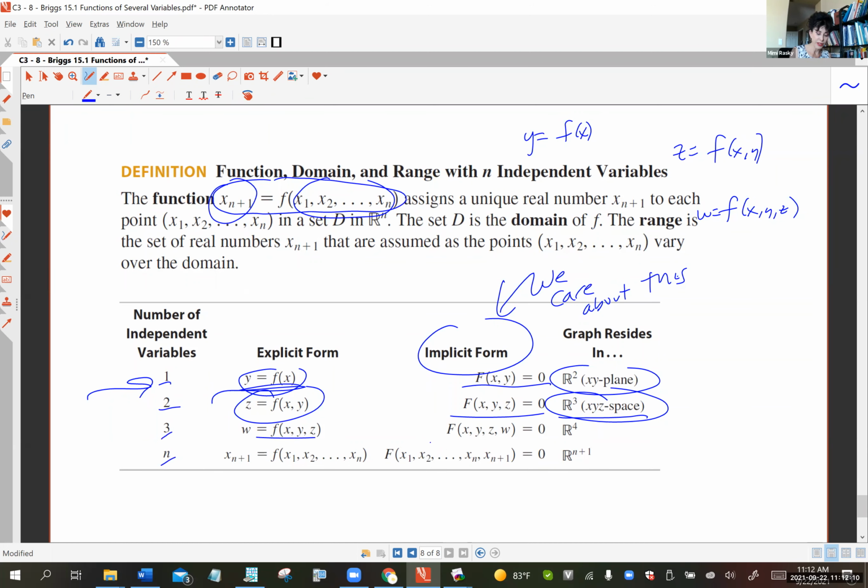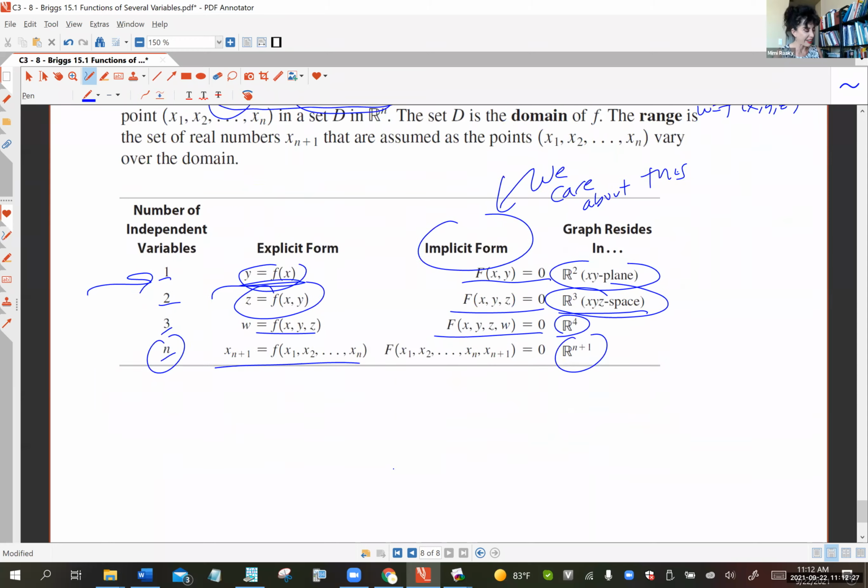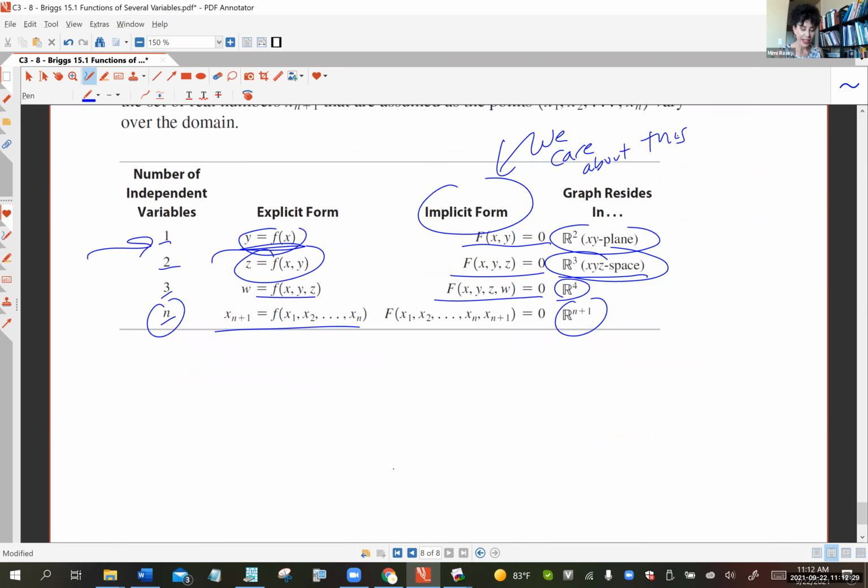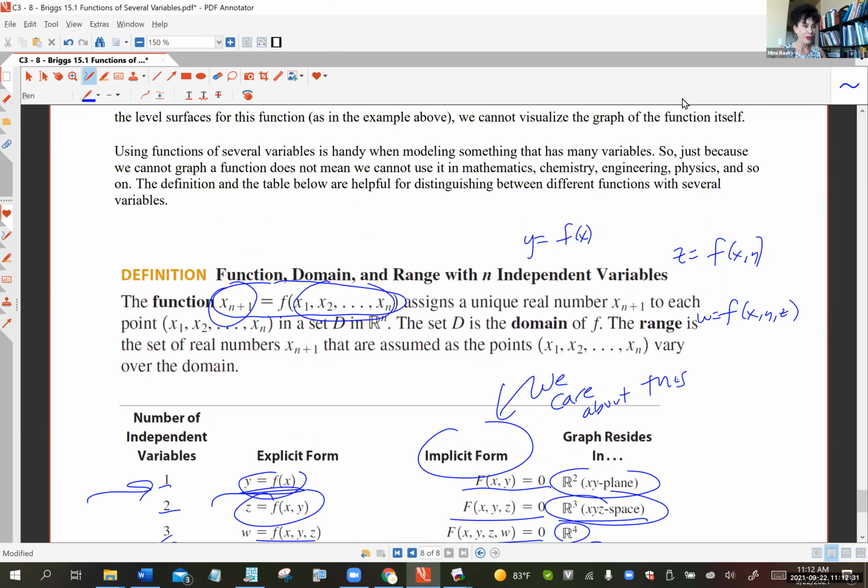Now, if you have more than 2, you get into interesting territory. Here's a function of 3 variables. Here's implicit form. You would graph it in R4, but you can't visualize that. I can't. And you can talk about n space and n plus 1 space, because you would need n plus 1 space if you had a function of n variables. This is a nice summary table, and that's why I love it so much. So we are now officially done with this section. Congratulations.